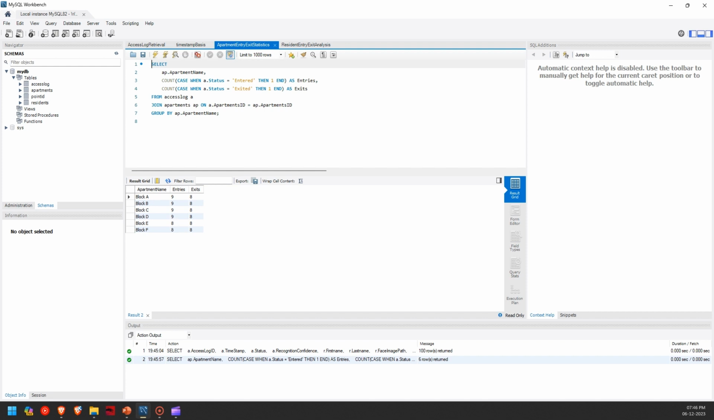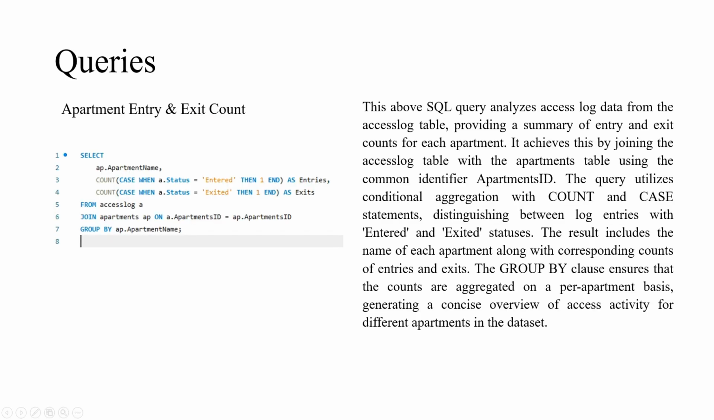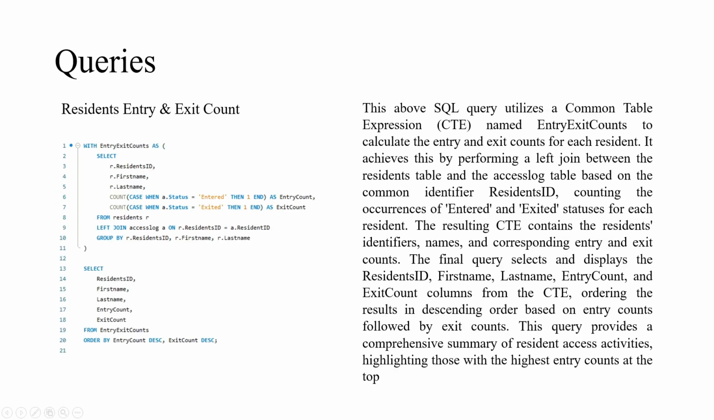So let's dive into the next query. The next query tells us about the residence entry and exit count analysis, by which we can know which resident is visiting multiple times to other apartments, or which resident is going to which apartment at which timestamp. Here, I am taking the entry and exit counts from the residence ID, first name, and last name, based on whether he has entered or exited.